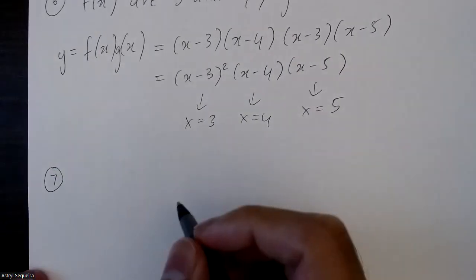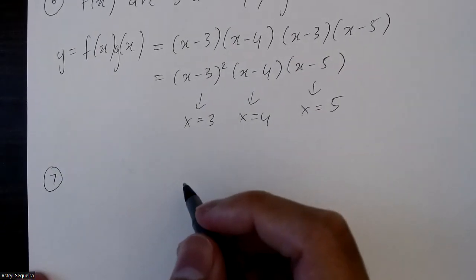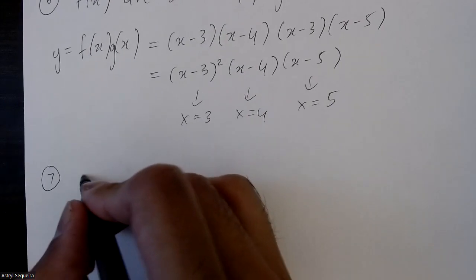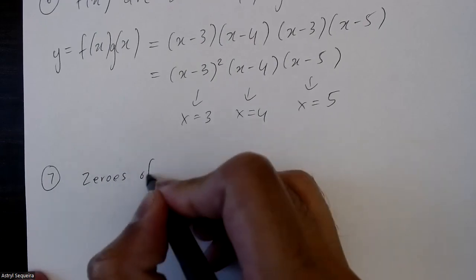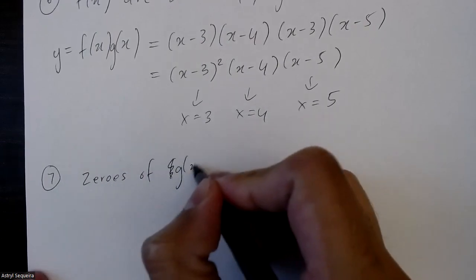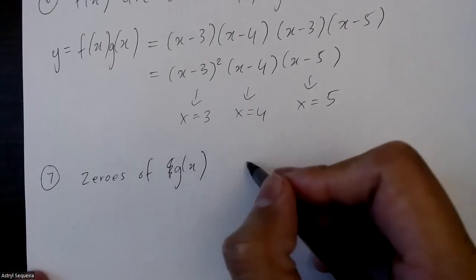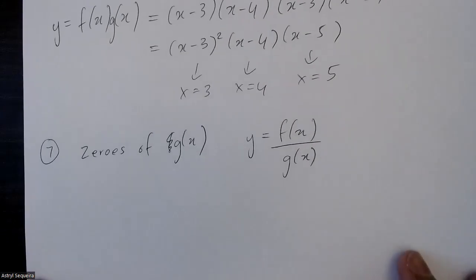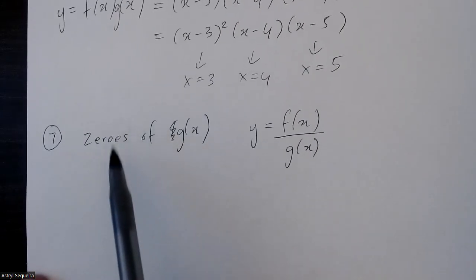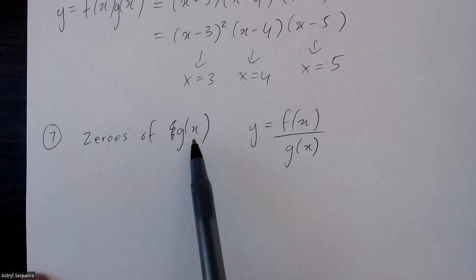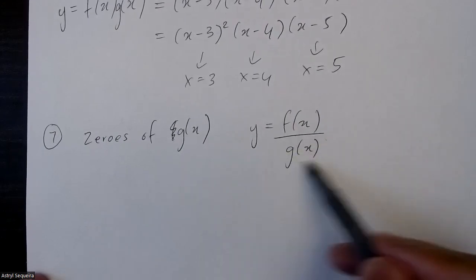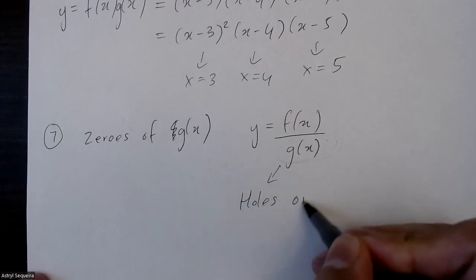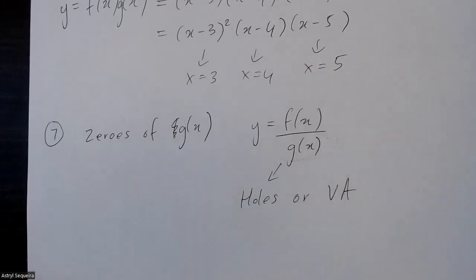Seventh question. So the zeros appear on the graph. So the zeros of the function g of x in the equation y equals f of x over g of x. The question basically asks, what do the zeros of the function appear as on a graph? Well, since g of x is in the denominator, remember our denominator is just holes or vertical asymptotes.